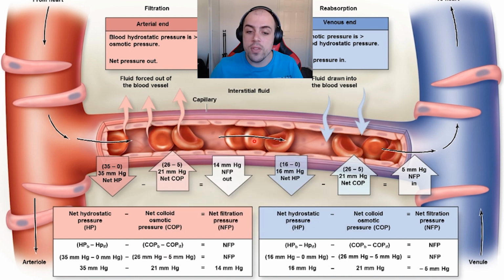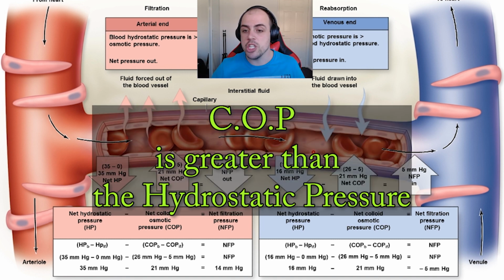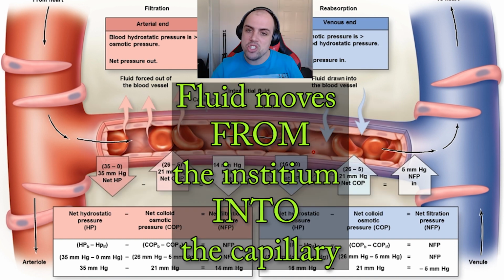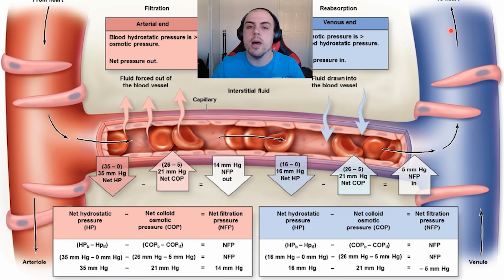As we move further down, what we see is that fluid moving out, and there is going to be less hydrostatic pressure. Therefore, on the reabsorption side, what is going to happen is that the colloid osmotic pressure is going to be greater than the hydrostatic pressure, and it's going to drag fluid back into the capillary, and then it will move through into our venules, through to our vein, and back to the heart to resume circulation.